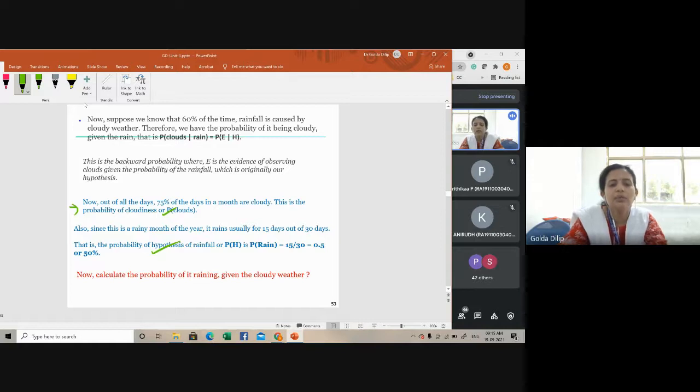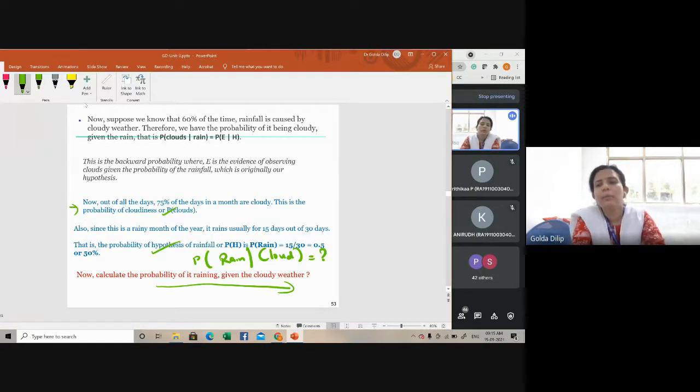So now, how do we calculate the probability of raining given the cloudy weather? How do you calculate the probability of rain given the cloudy weather? With this much information, can you compute how much it would be? Probability of rain given cloud. This is what you are supposed to compute by making use of Bayes theorem.